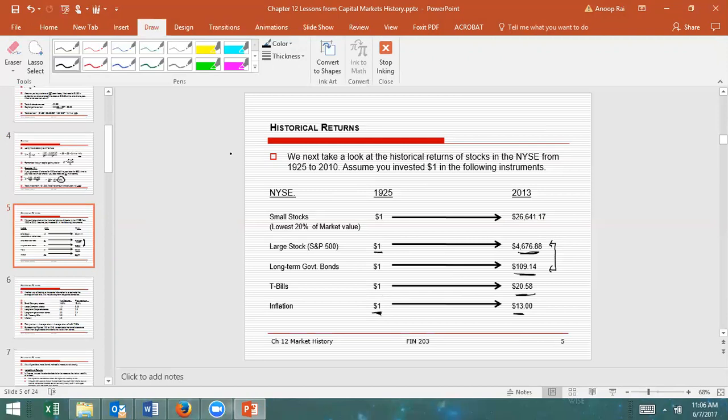But take a look at this. Let's say if you invest in small stocks, and remember, small stocks are considered the riskier stocks. So the lowest 20% of the market value of the stock. See the difference. If you can hold on to 83 years, it's practically 5 times more that you make. So by looking at history, we say, this is interesting. So different instruments have different returns, and some of them are very high and some of them are very low.